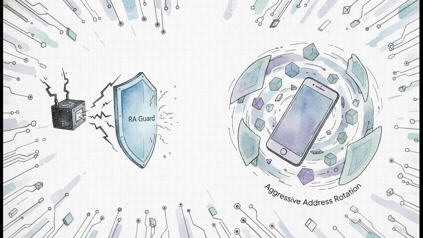Then we have the nightmare of rogue router advertisements. Docker bridge networks, for instance, can accidentally send out rogue RAs that completely hijack segments. You've got to either disable IPv6 on the Docker daemon or stop them at the switch level using RA Guard.